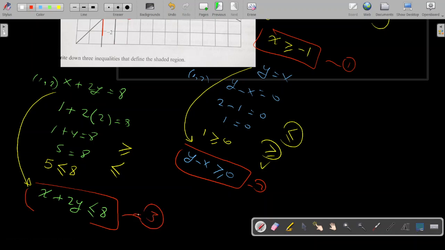This is the solution of this question. I'm going to write them down here. Your first inequality is x bigger than or equal to minus 1, the second one is y minus x bigger than or equal to 0, and the third inequality that is satisfying your region is x plus 2y less than or equal to 8.